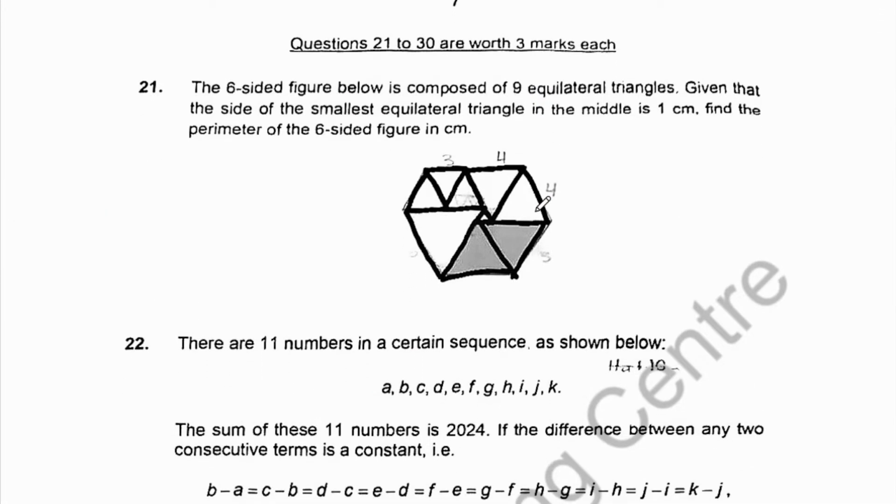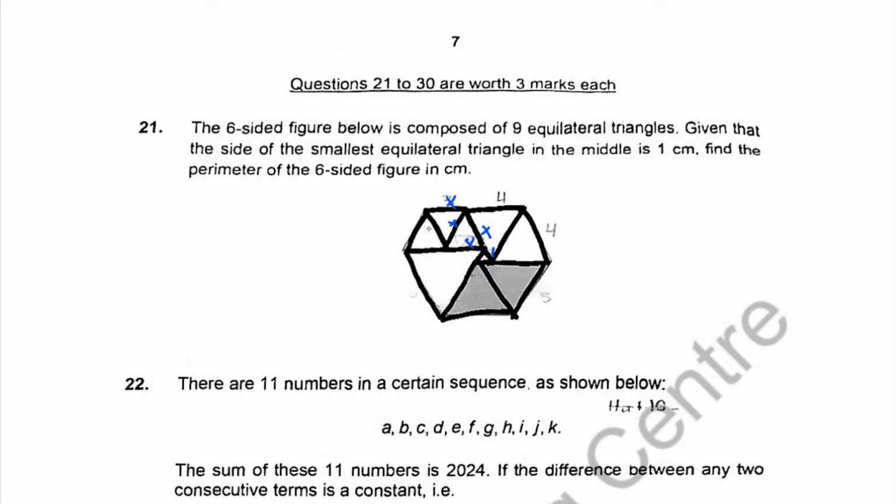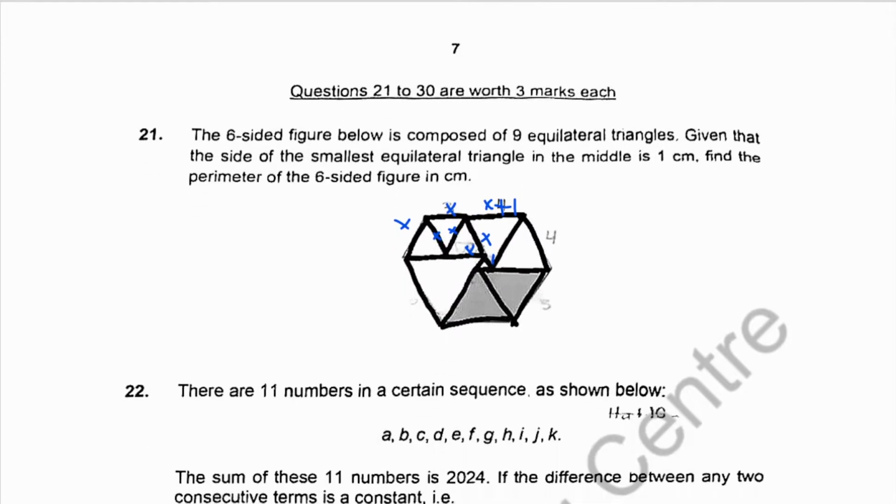Okay. Question 1. The six-sided figure below is composed of 9 equilateral triangles. So let's say this is 1. Let's say this side length is x. Then this will be x, this is x, x, x. And then, what else? This is x plus 1, and therefore this is x plus 1, and this is x plus 1. This is x plus 1. This is 1.